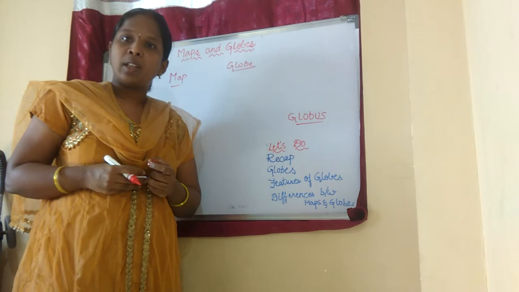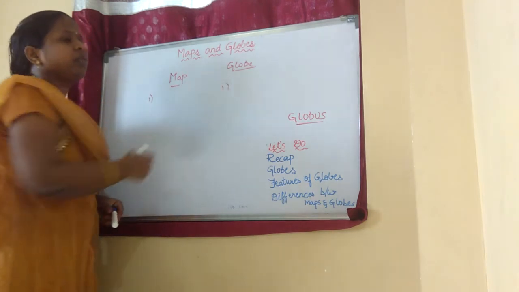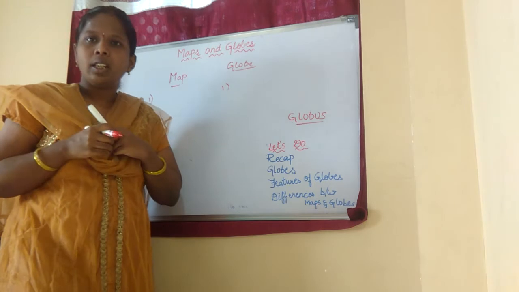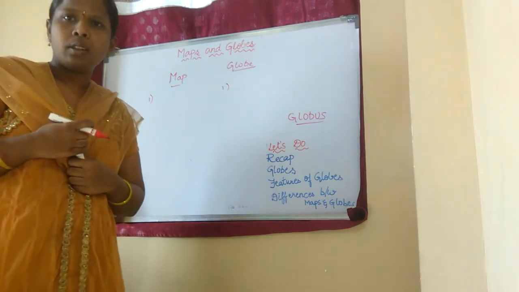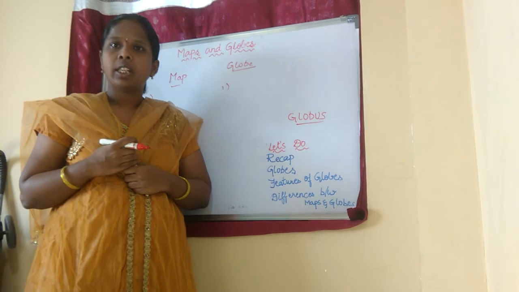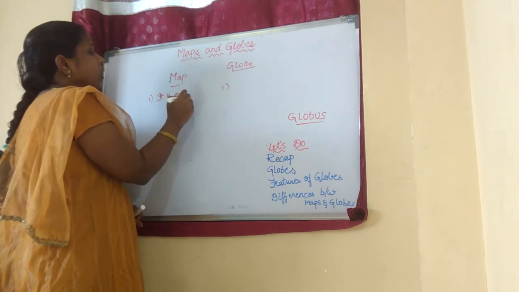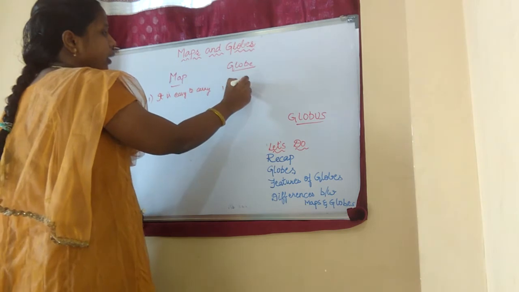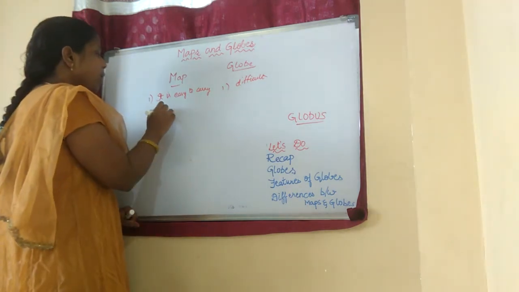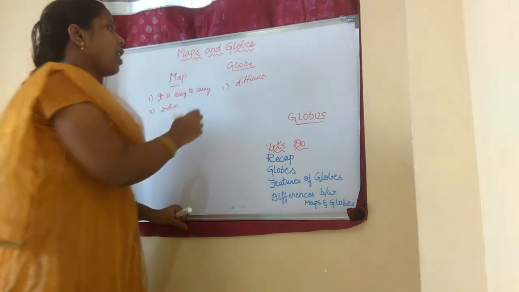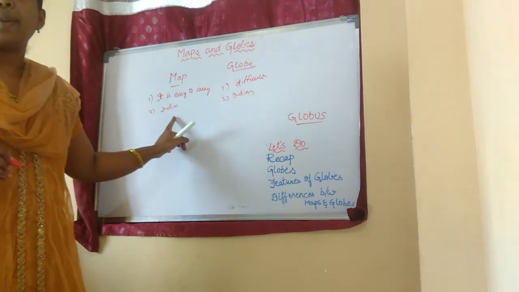So what is the difference between the map and the globe? This is very important. See here, I will tell easily. Map means we can fold it easily and take it wherever we want to go. Globe, we cannot carry it easily. So map is easy to carry. Globe is difficult to carry. Map is two-dimensional, a flat surface, and globe is three-dimensional.